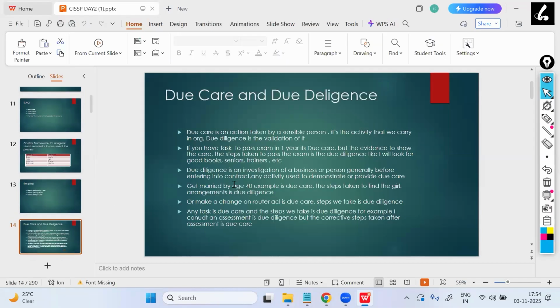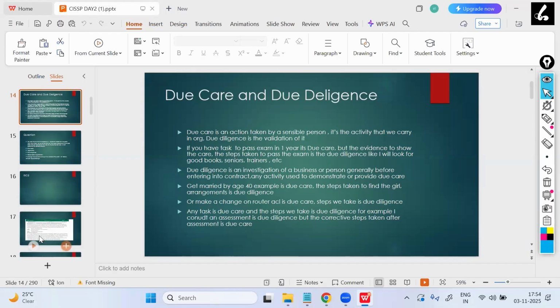Now we have a concept of due care and due diligence. You must have heard this term a lot, due care and due diligence. So due care is an action taken by a sensible person, or we say whatever a prudent man will do in a certain situation is due care. A sensible person in a given situation, what steps he will do is the due care. It is the activity that we carry out in an organization.